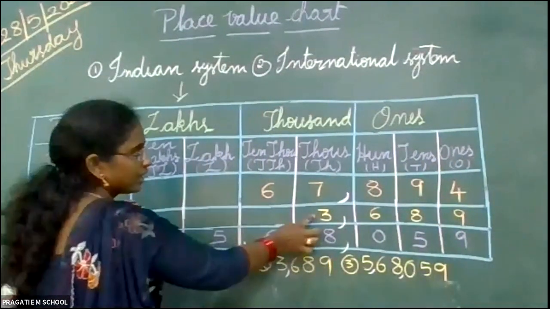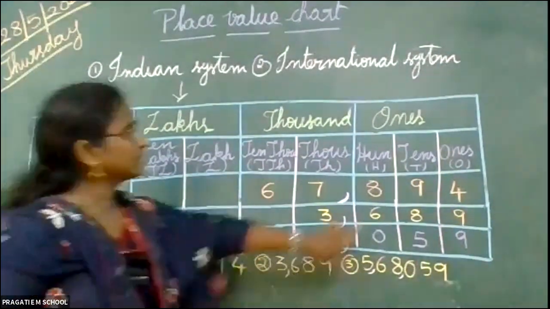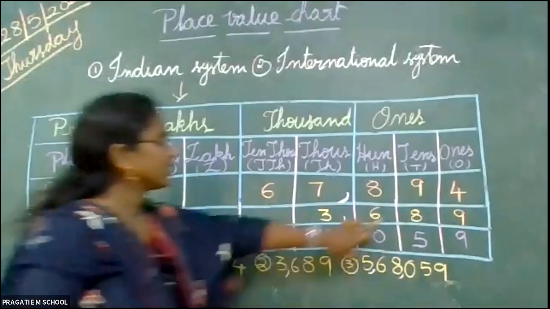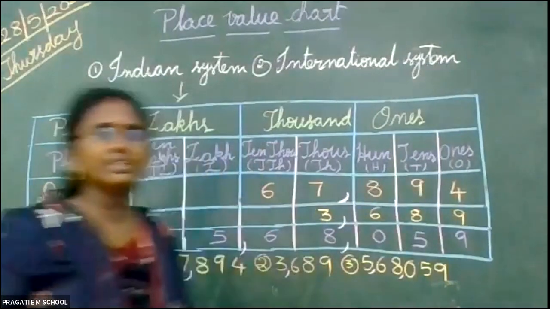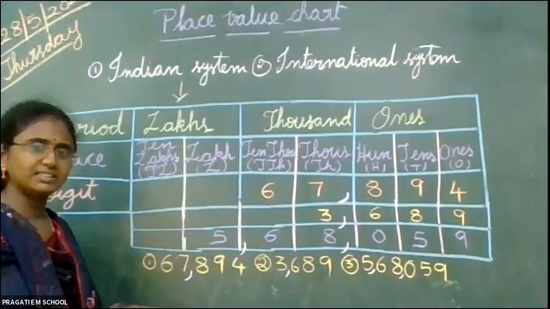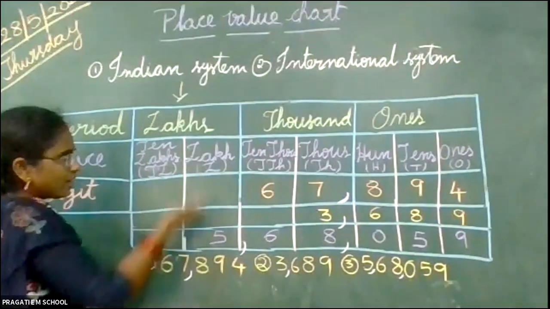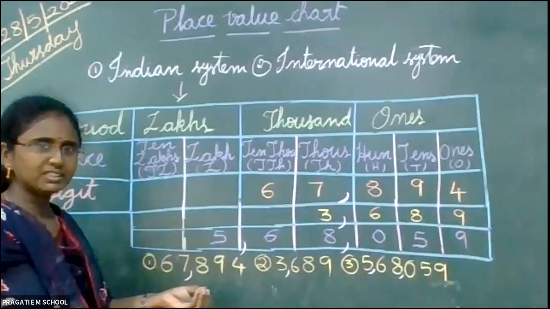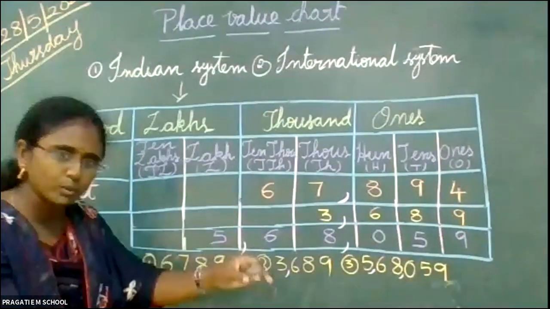Now the next number. 3 in thousands place, 3,000. 6 in hundreds place, 600. 8 in tens place, 80. 9 in ones place, 9 only. And 5 in lakhs place, the highest place in the next number is lakhs, so it is easy to identify. 5 in lakhs place, that means the value is 5 lakhs. 6 in ten thousands place, 60,000.